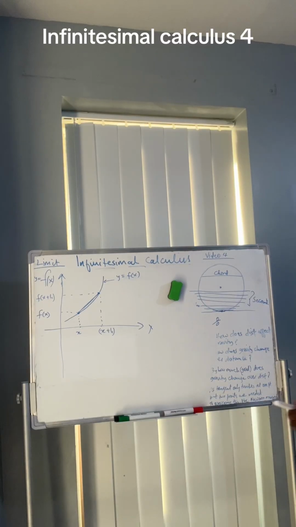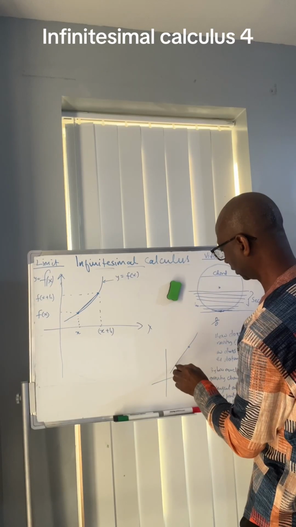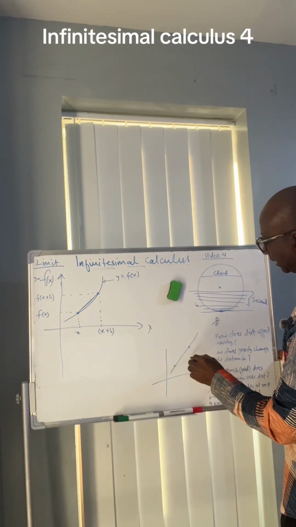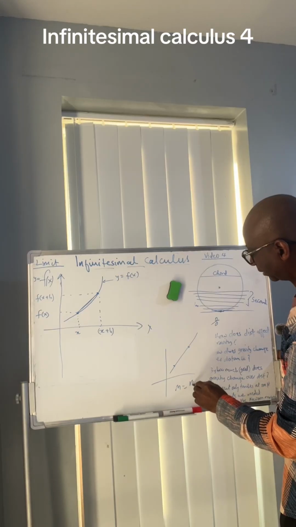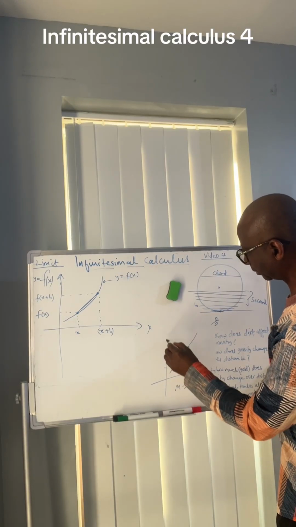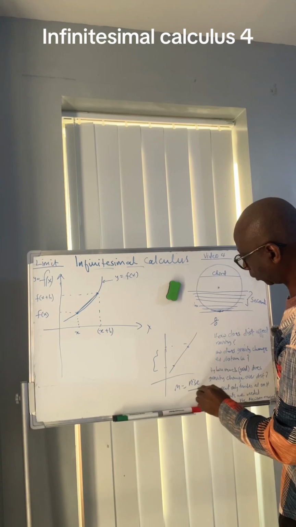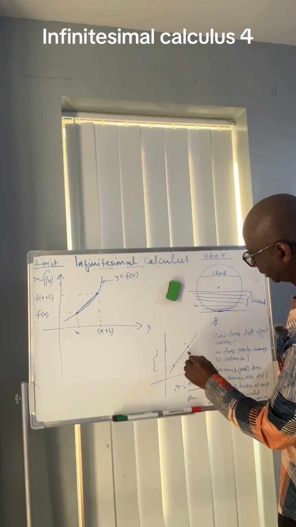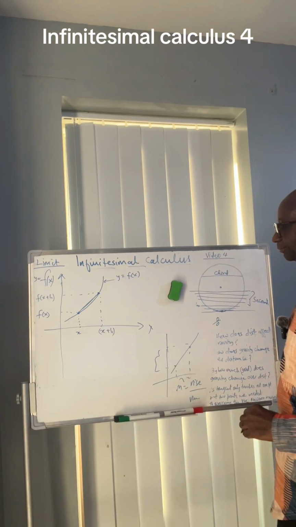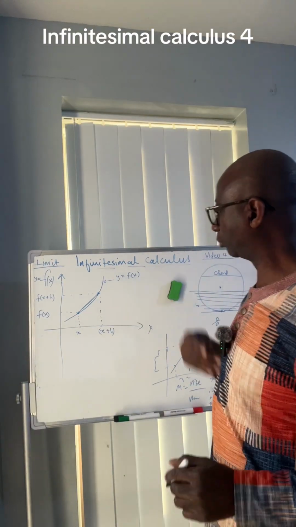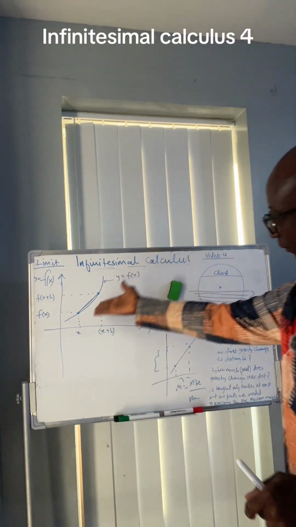So now we want to find the gradient. Remember when we had a straight line graph before, we said the gradient, which we give the letter m, is rise over run. Rise is this one here, and run is on the x-axis. So rise over run. The same idea I want to bring to this curve, to this function here.